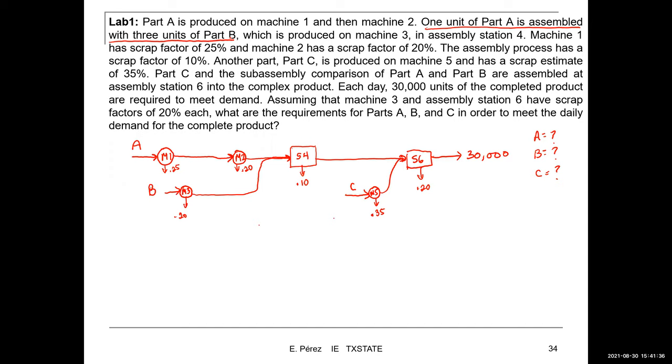Also, don't forget that one unit of part A is assembled with three units of part B. So you need three parts B to assemble with one part A.